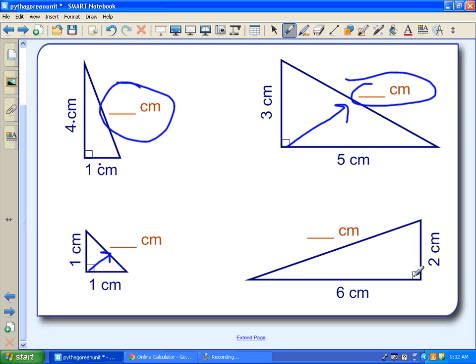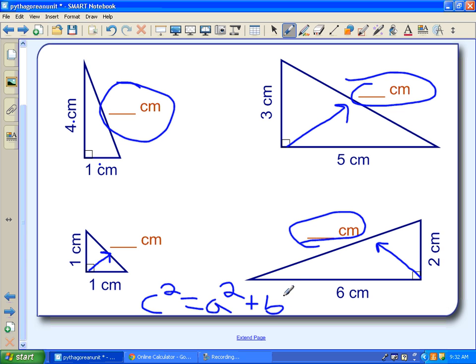And this one here should be fairly easy. We go straight across from the corner, and there's our c squared right here. And we're not given that again. So you should be able to work these out fairly easily just by punching them into the formula. C squared equals a squared plus b squared. Okay? So here's a squared, here's b squared, there's c squared.